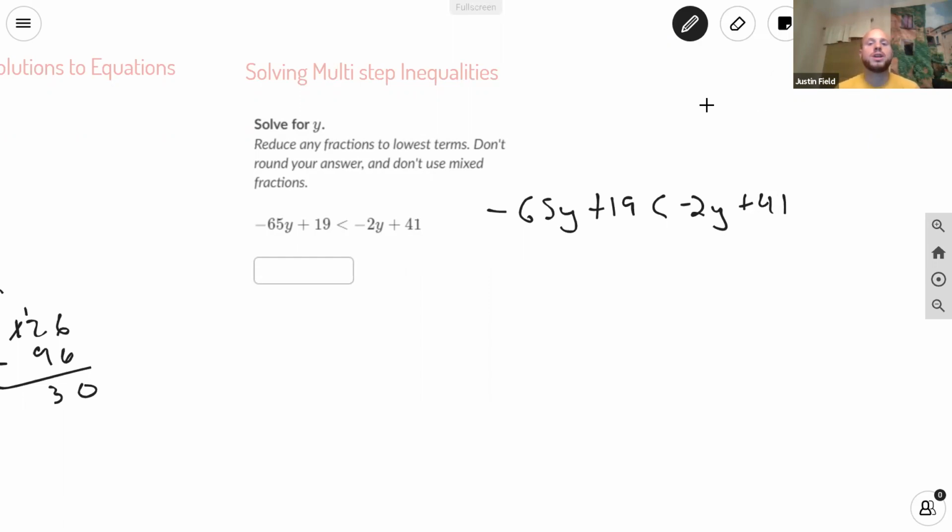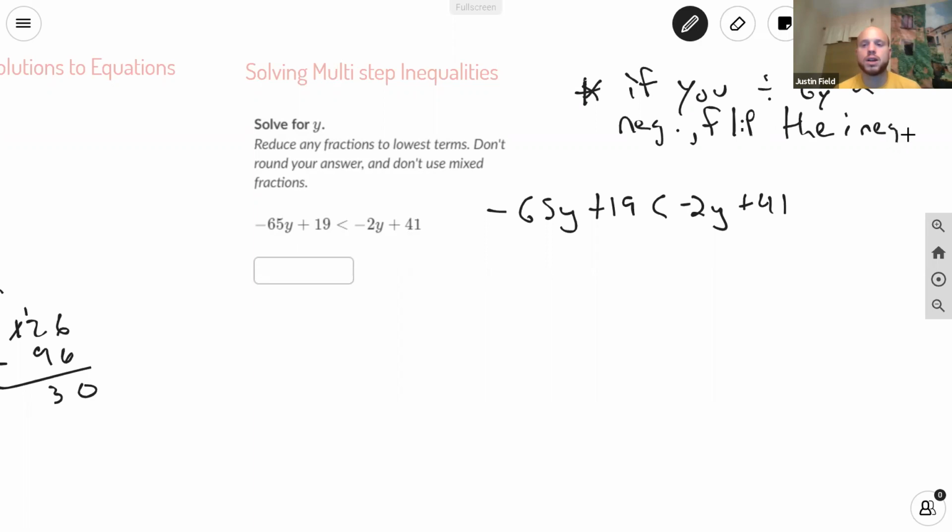And the only thing that you have to remember is if you divide by a negative, flip the inequality sign. Or multiply. Divide or multiply by a negative. So let's see if that happens. I'm going to make sure it happens here.